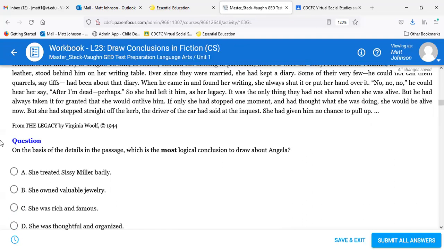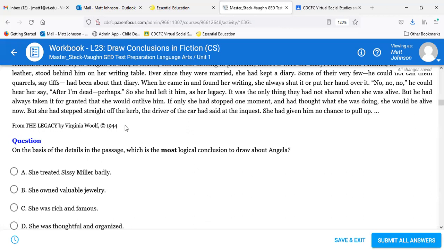Okay, that was from The Legacy by Virginia Woolf, 1944. Obviously, we're somewhere in London, because we're talking about Piccadilly, and that is a very bizarre English spelling for curb, K-E-R-B. In the U.S., we see C-U-R-B. That's just one of those things, the English like to spell things differently than we do from time to time.